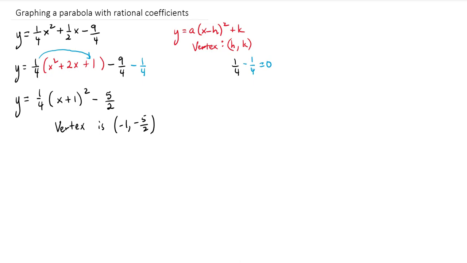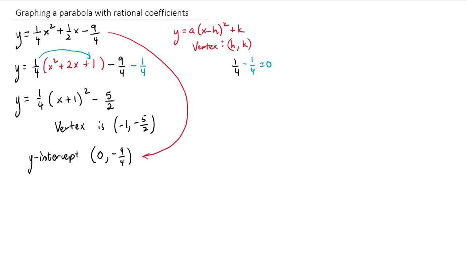Now, why don't we actually graph the y-intercept? It's very easy to spot the y-intercept. The reason for that is because we already know the x-coordinate is 0. So when the x-coordinate is 0, y is -9/4. How do you see that? Well, there we go. We can actually see it right there.